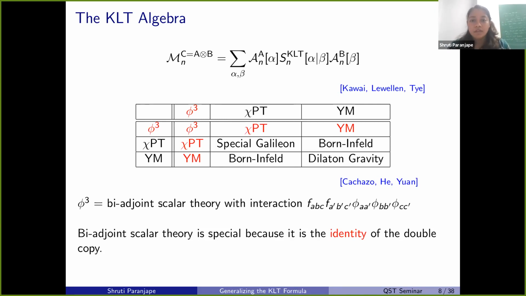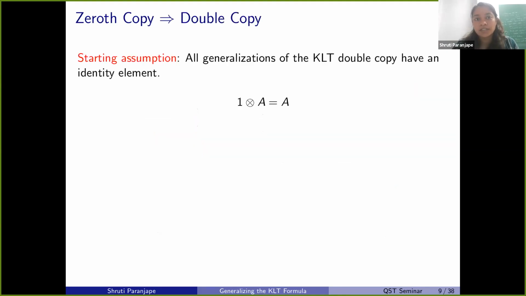Okay, good. There is a variety of things that participate in such relations, and all of them seem to respect the fact that this biadjoint scalar theory is the identity. So in order to generalize the KLT relations, we are going to use that as the starting point. The starting point will be that any generalization of the KLT double copy has to have an identity element.